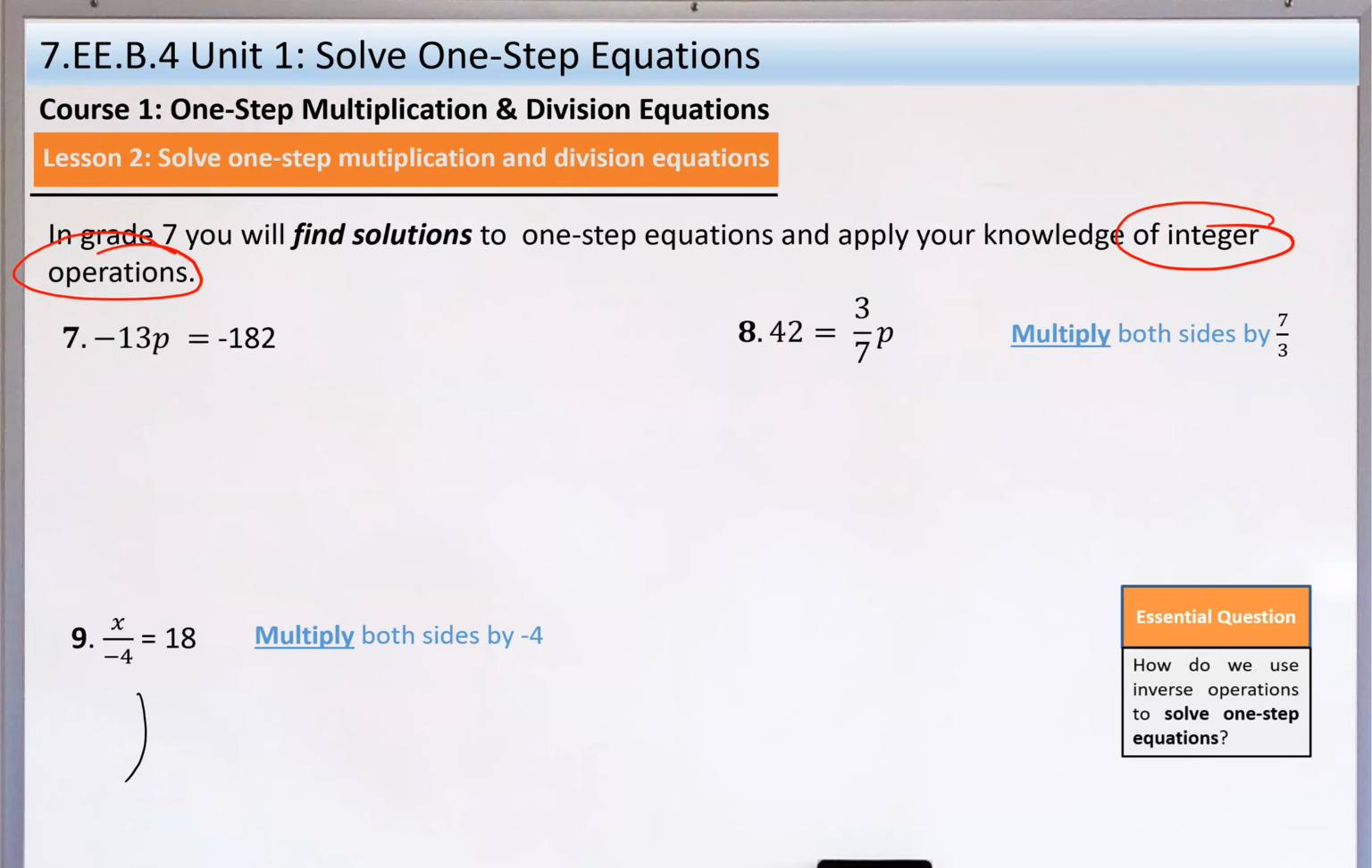So I have negative 13p, or negative 13 times some number p, is equal to negative 182. Now we divide both sides by a negative 13. Negative 13 divided by negative 13 is 1, so now we have 1p as opposed to negative 13 times p. And our answer is 14. It's positive because a negative divided by a negative is positive.